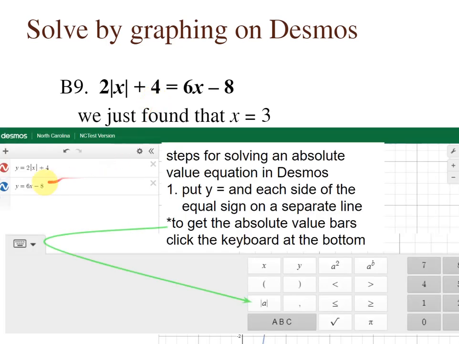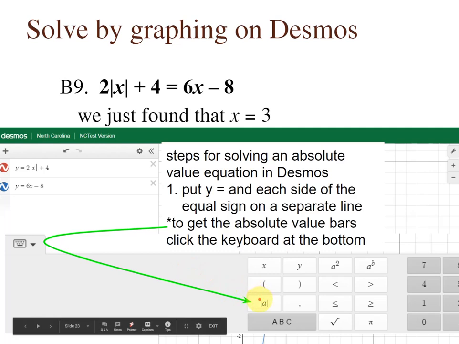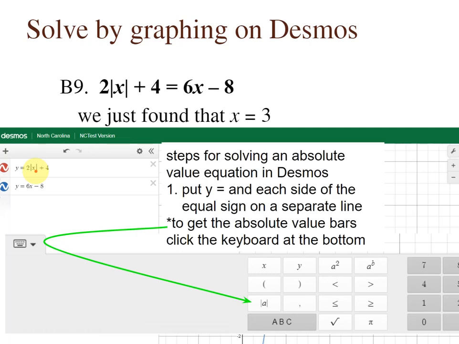I'm going to go to Desmos and I'm going to put y equals 2 absolute value of x plus 4. And the way you get the absolute value, I suggest, by the way, you go to Desmos and try doing this with me. If you go to the keyboard, you'll notice that there's an absolute value button right here, and that's how you get the absolute value bars. So the first side of the equation is going to be y equals 2 times the absolute value of x plus 4, and then the other is going to be y equals 6x minus 8.